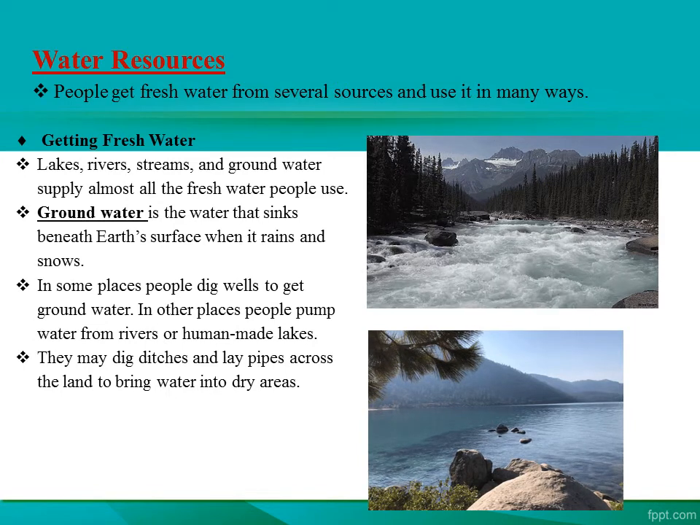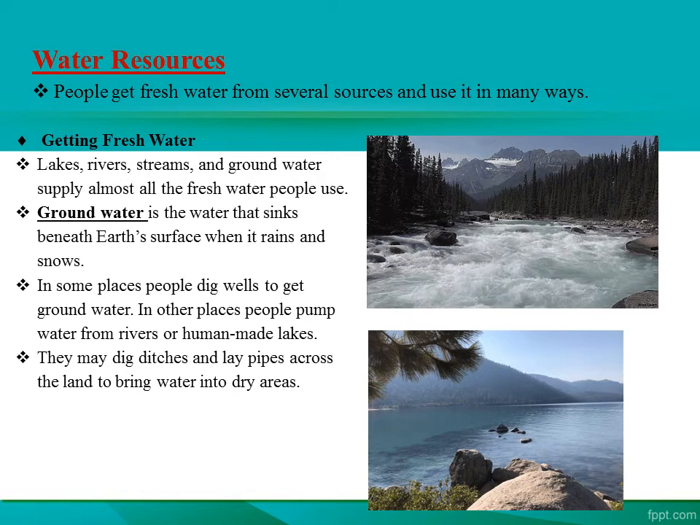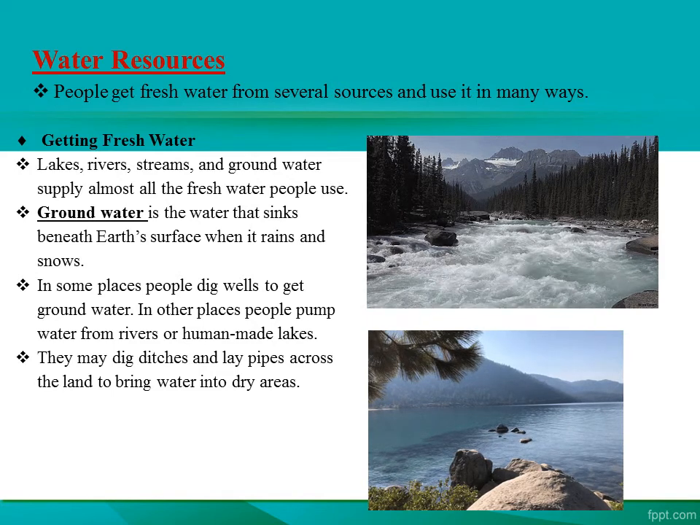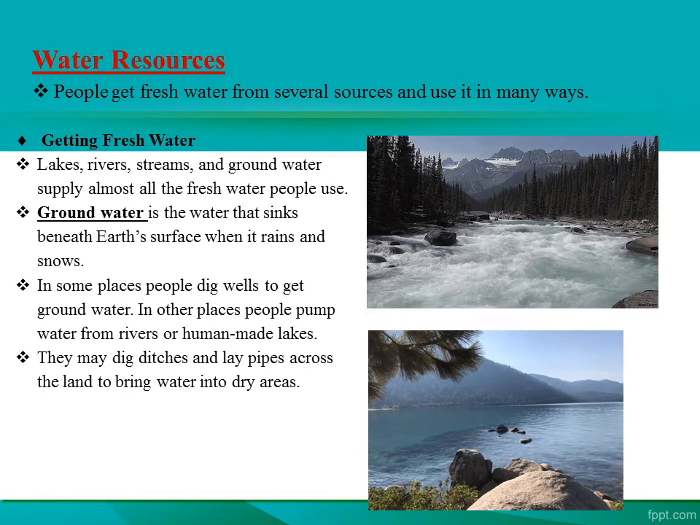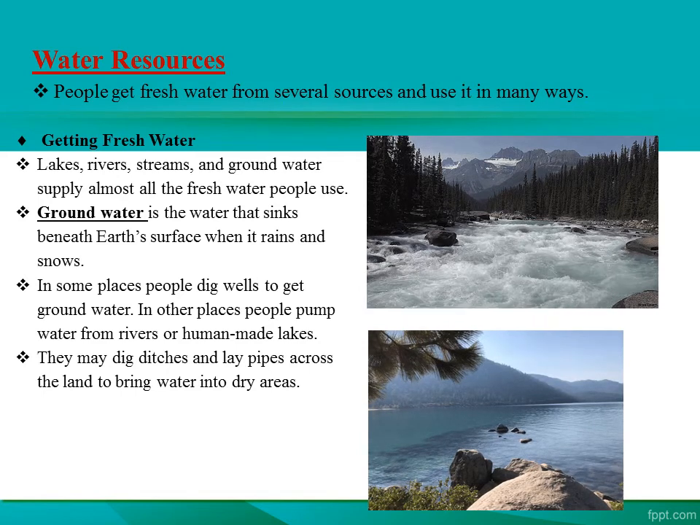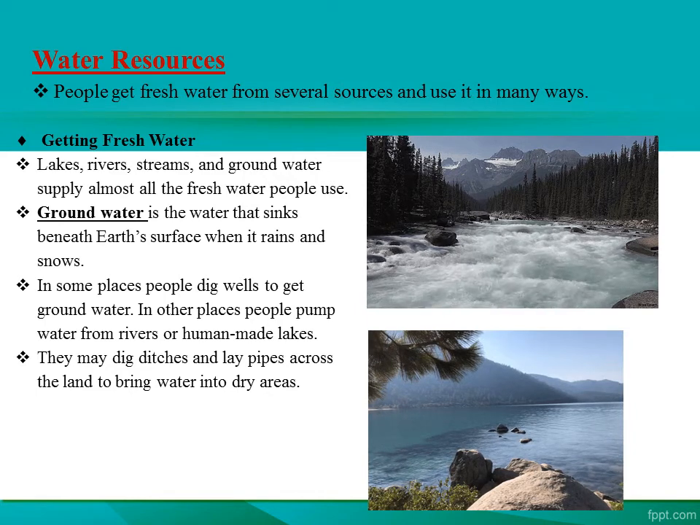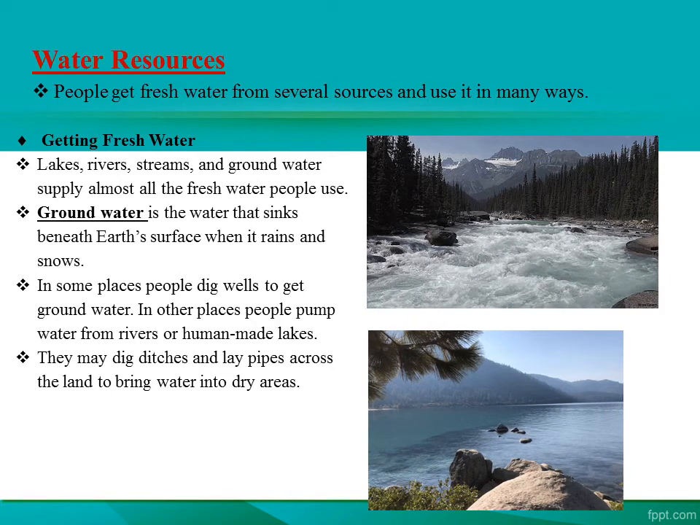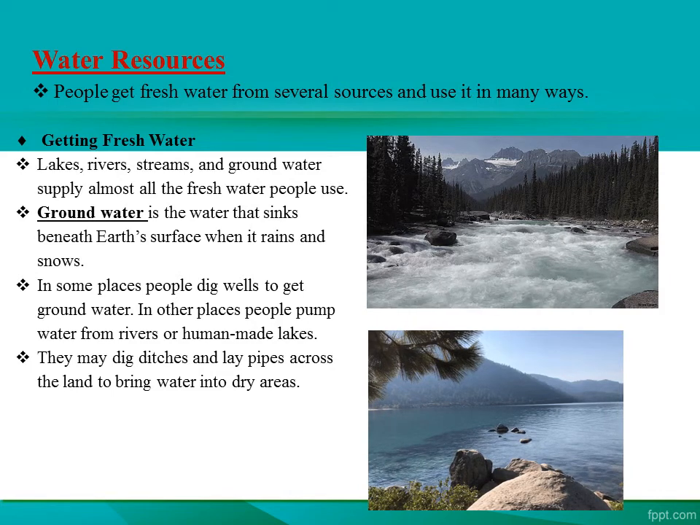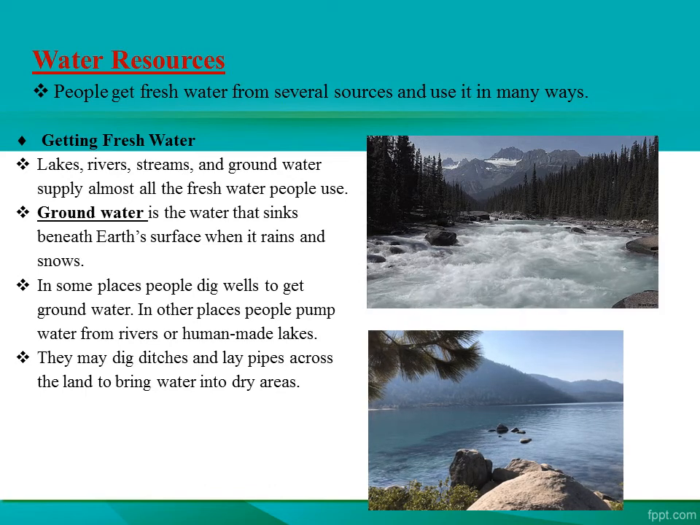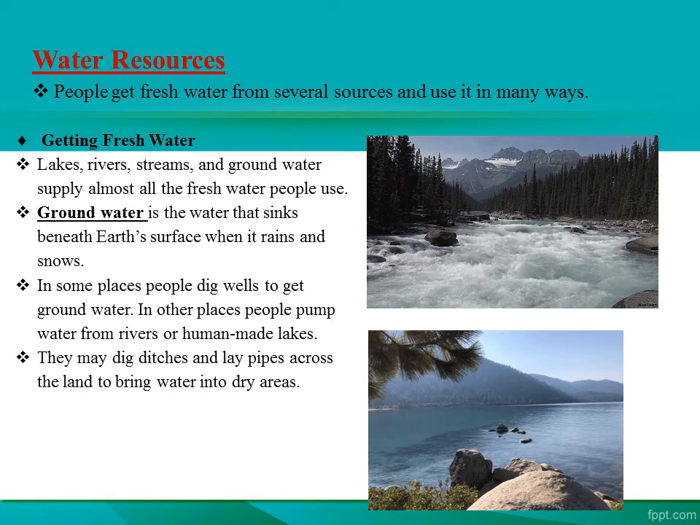Lakes, rivers, streams, and groundwater supply almost all the fresh water people use. Look at some examples of bodies of water here. We have the lake and the river. Okay, remember groundwater? It is the water that sinks beneath Earth's surface when it rains or snows. In some places, people dig deep wells to get groundwater. In other places, people pump water from rivers or human-made lakes, and then they may dig ditches and lay pipes across the land to bring water into their dry areas.